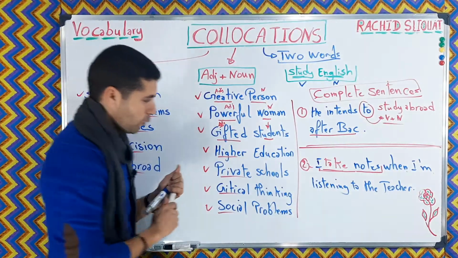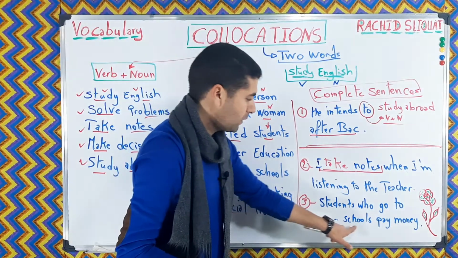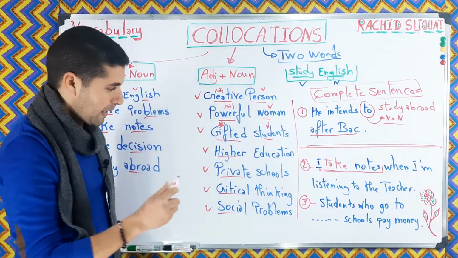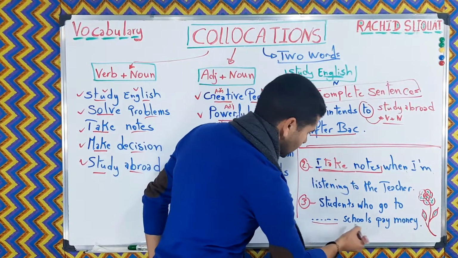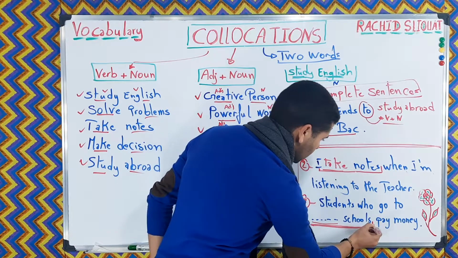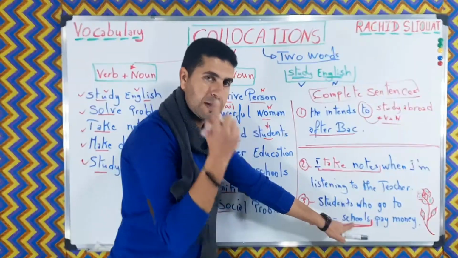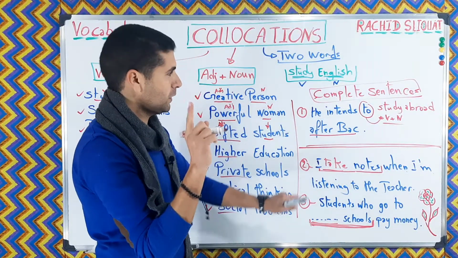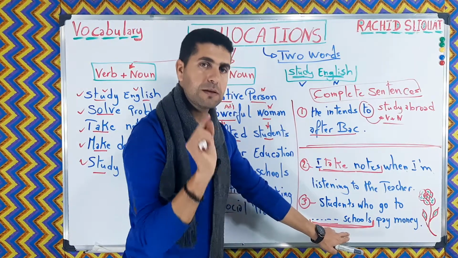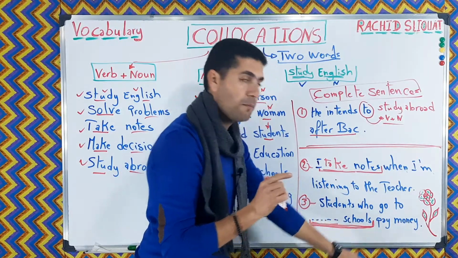We can take another example: "Students who go to schools pay money." Now here we have the blank, and here we have schools. So there must be a collocation like this. Here we are given part one, part of the collocation, so we need to complete this collocation: students who go to schools pay money.